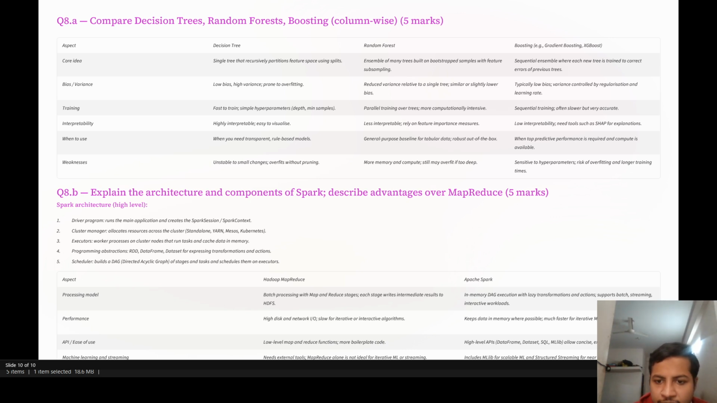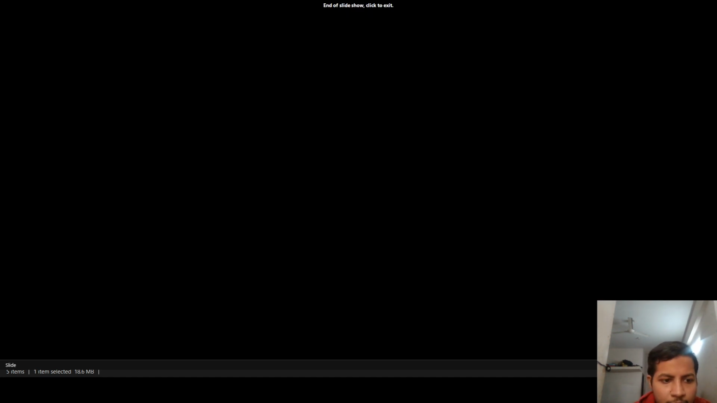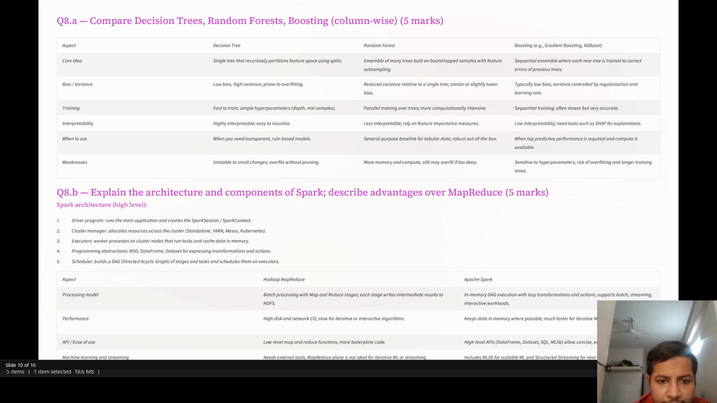Now we differentiate between Hadoop MapReduce and Apache Spark. Processing model: in MapReduce we have batch processing with map and reduce stages. In Apache Spark, in-memory DAG execution with lazy transformations and actions, supporting batch, streaming and interactive workloads. Now talking about performance. Here MapReduce has high disk and network IO, and is slow for iterative or interactive algorithms. Apache Spark keeps data in memory where possible, much faster for iterative ML and interactive analytics. Now API and ease of use.